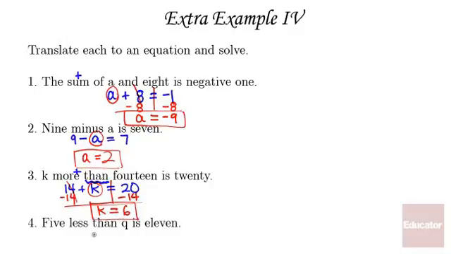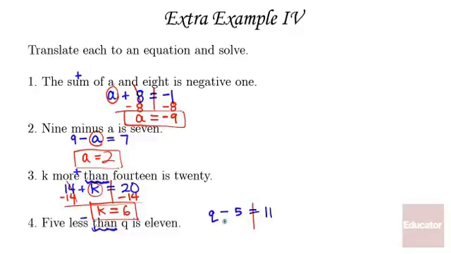And the last one. 5 less than q is 11. So less than we know is minus. But then again, here's that word. So it's going to be q minus 5 equals 11. So a number q, if you take 5 away, is going to be 11. So we know q is going to be 16.